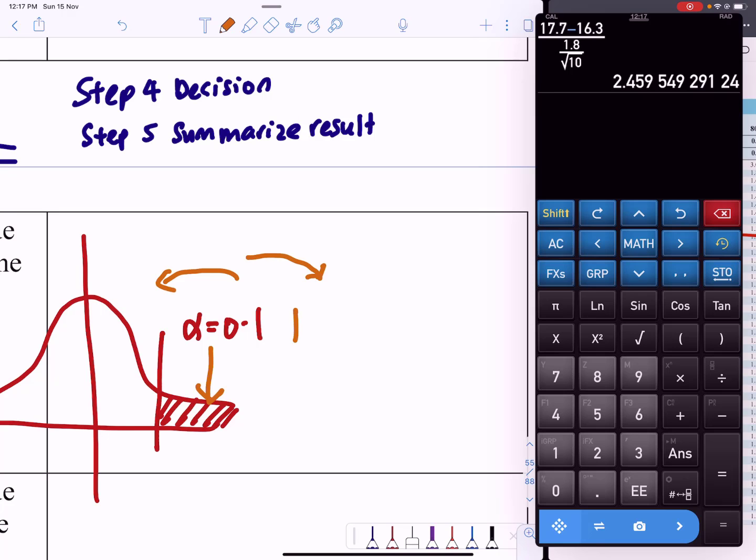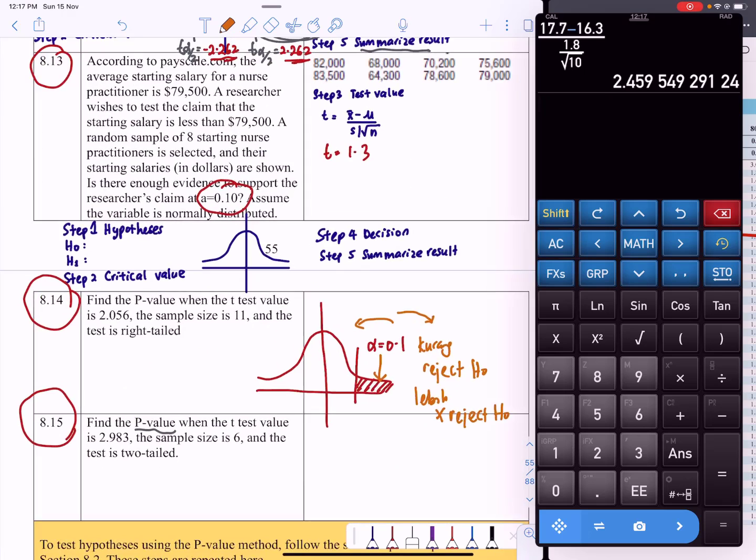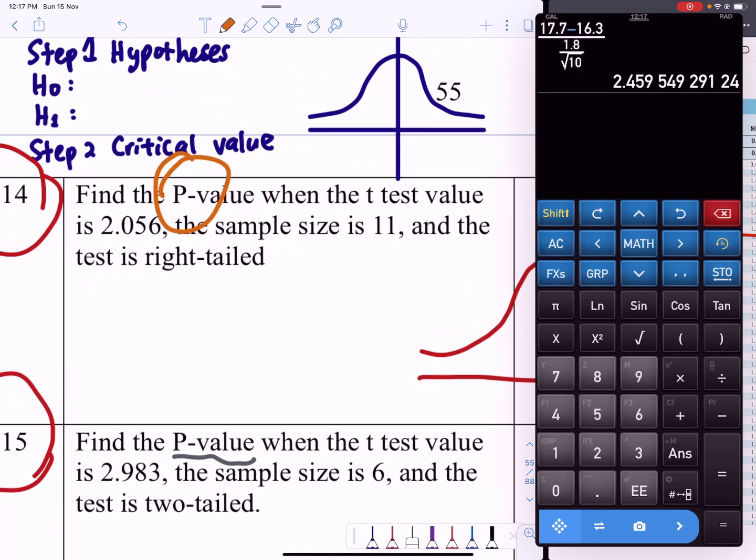Kalau dia kurang, kita reject null hypothesis. Kita reject null. Kalau dia lebih, kita cannot reject null hypothesis. Cannot reject null hypothesis. Okay. P value ni penting sebab apa? P value ni penting sebab nak faham nanti dekat SPSS. Selalunya SPSS kita ada 0.05.